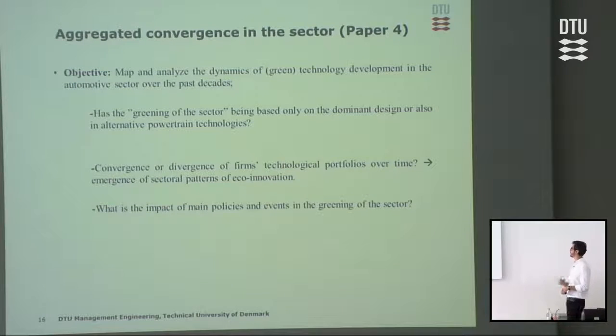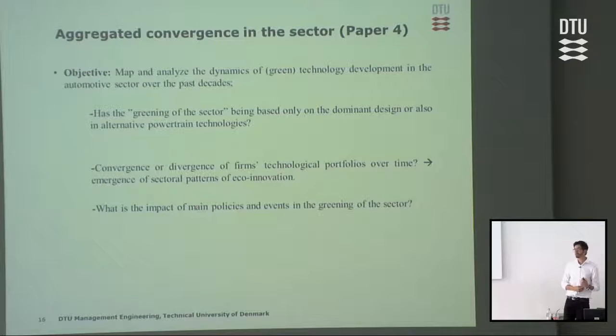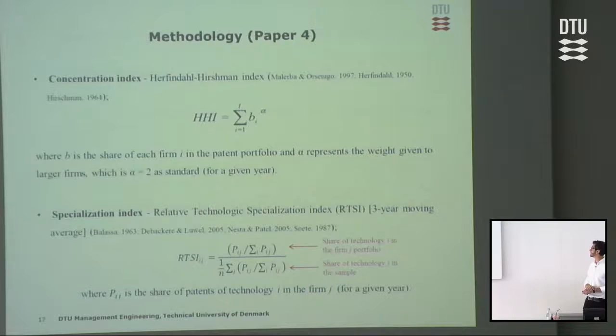So the objective of the 4th paper, which is the first empirical paper of this session, is to map and analyze the dynamics of green technology development in the automotive sector for the past decades. So it's more focused on the aggregated picture of the sector. So we ask, has the greening of the sector been based on the dominant design or also on the other alternative technologies? Is there convergence or divergence between the strategies of the firms? And what's the impact of the main policies in the greening of the sector?